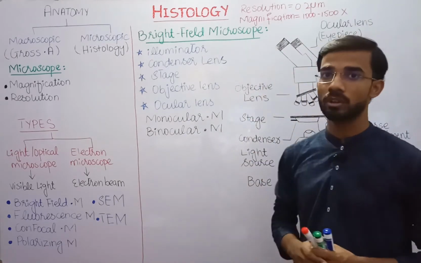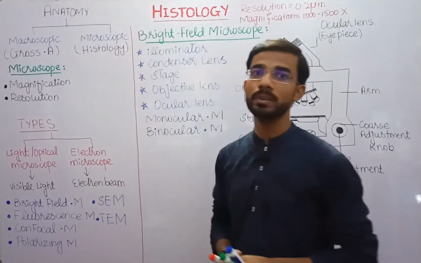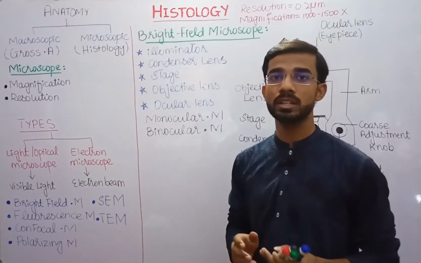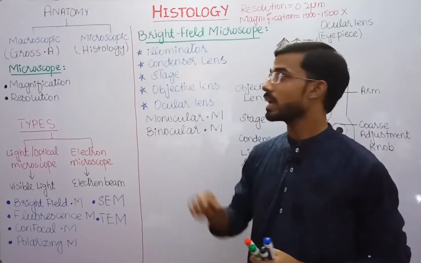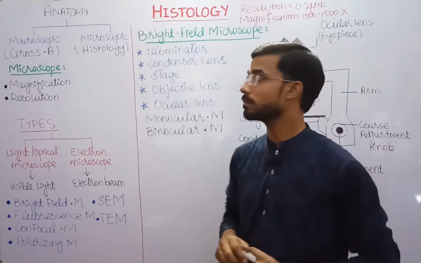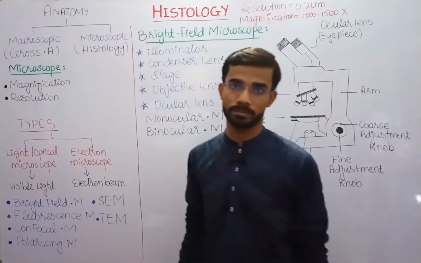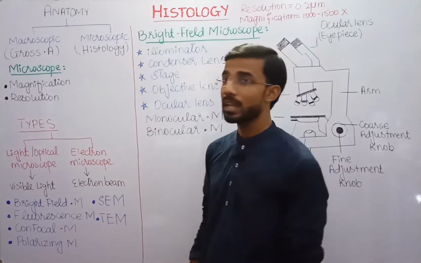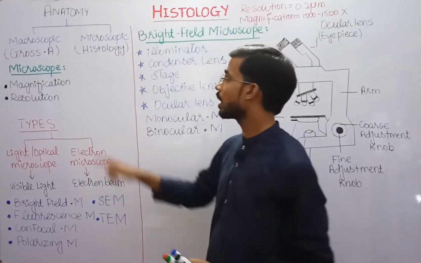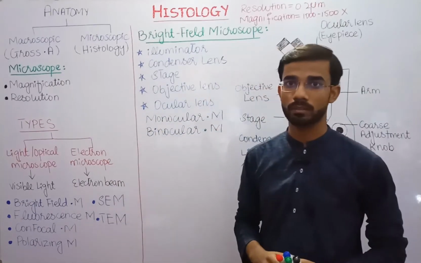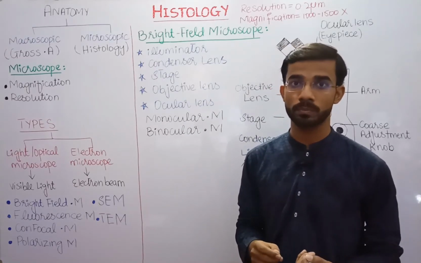Before we discuss histology, first we recap anatomy. Anatomy is basically the study of the structures of organisms. If we study the structure of an organism macroscopically, then it is called gross anatomy, right? But if we study anatomy at the microscopic level, then it is called histology, right? It means histology is the study of the tissue.